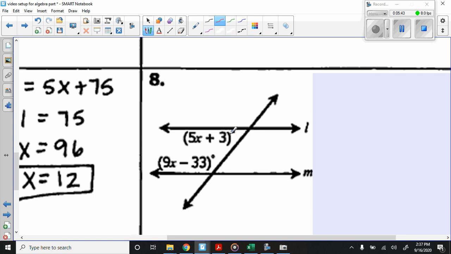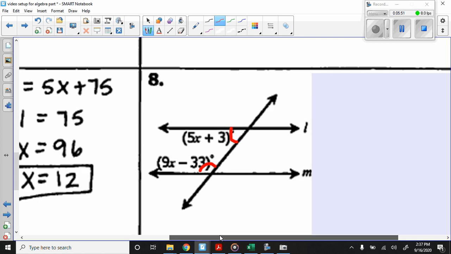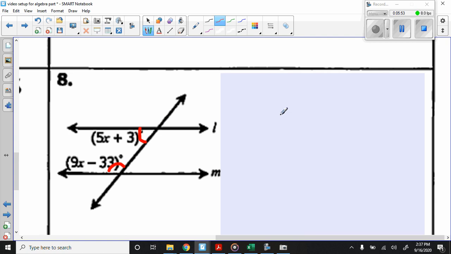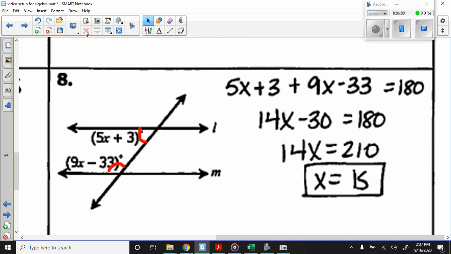Here they are consecutive, or on the same side interior. That again is our relationship that they are supplementary. So this is going to be a lengthy looking equation. Add them and set equal to 180 because they're supplementary. And there's me combining my like terms and moving everything over and dividing by the 14 at the end.